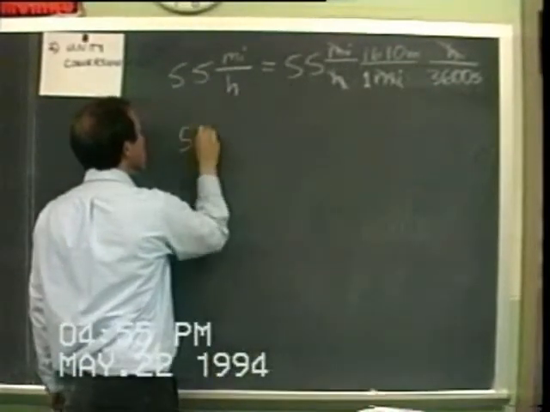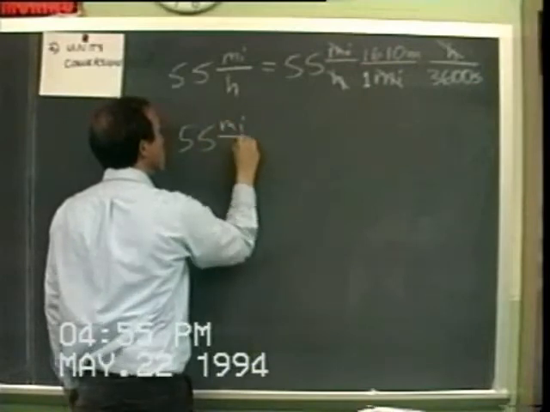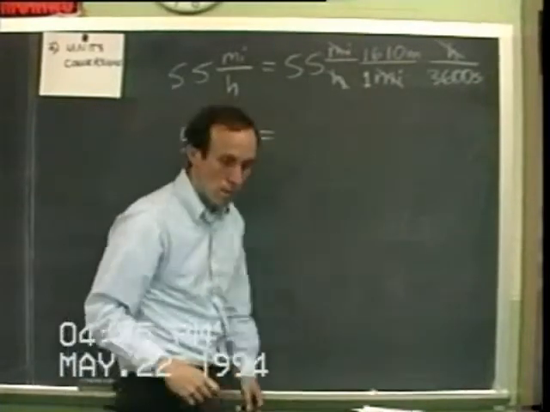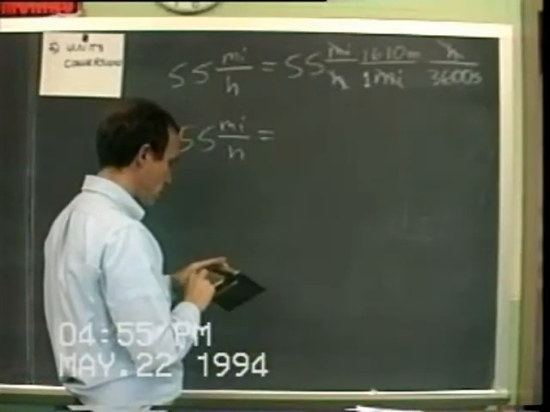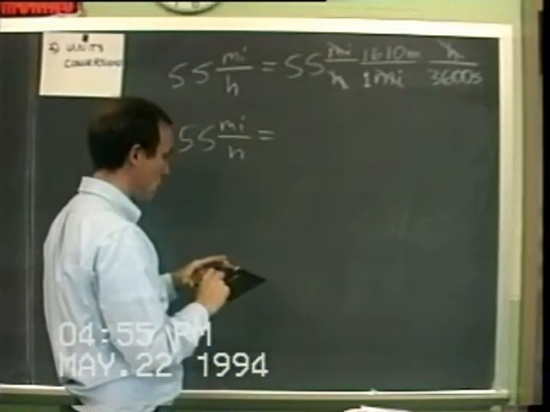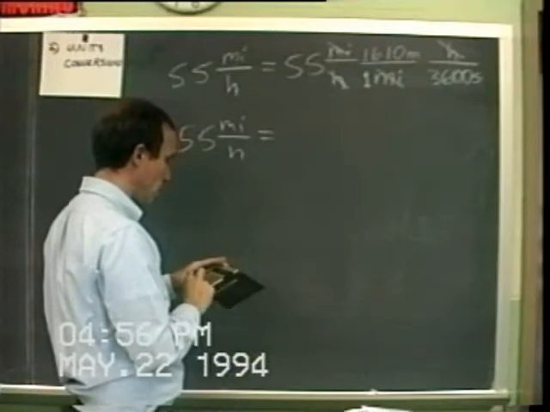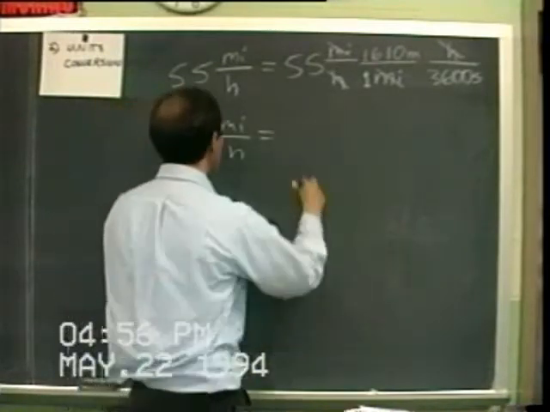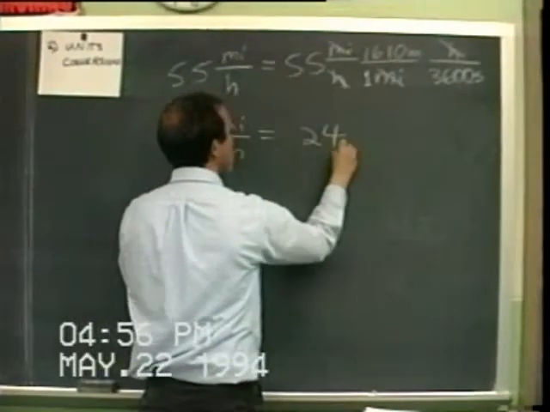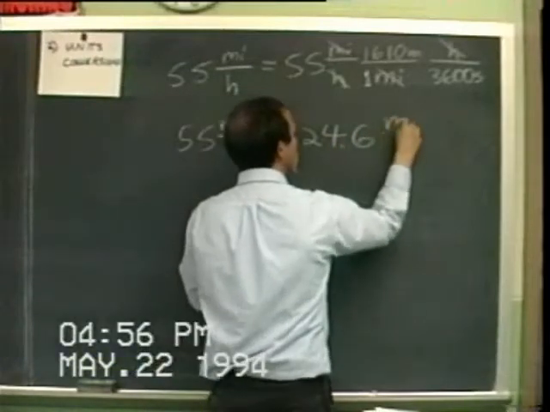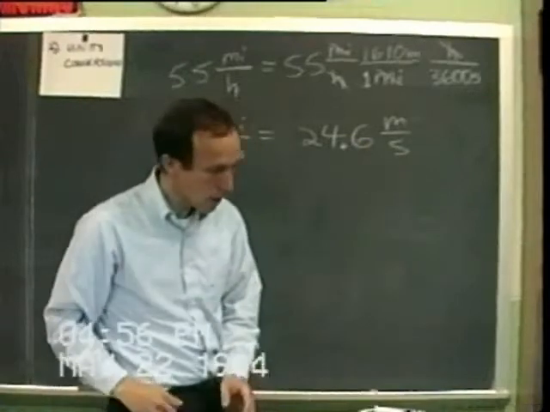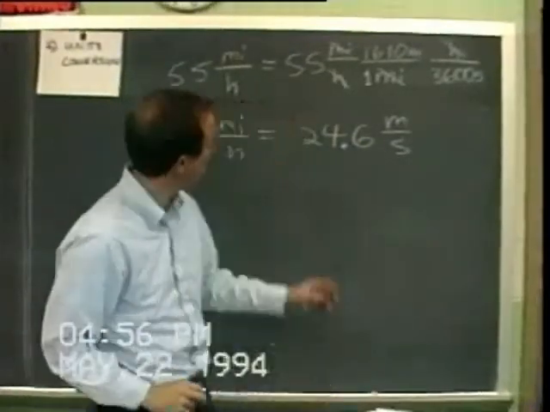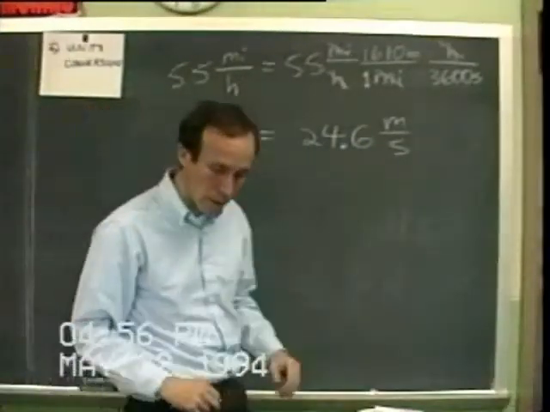So, just a matter of getting out the calculator. 55 times 1610 divided by 3,600 equals 24.6 meters per second. We call it 25 meters per second if you want to get it to the same number of significant digits that we started with.